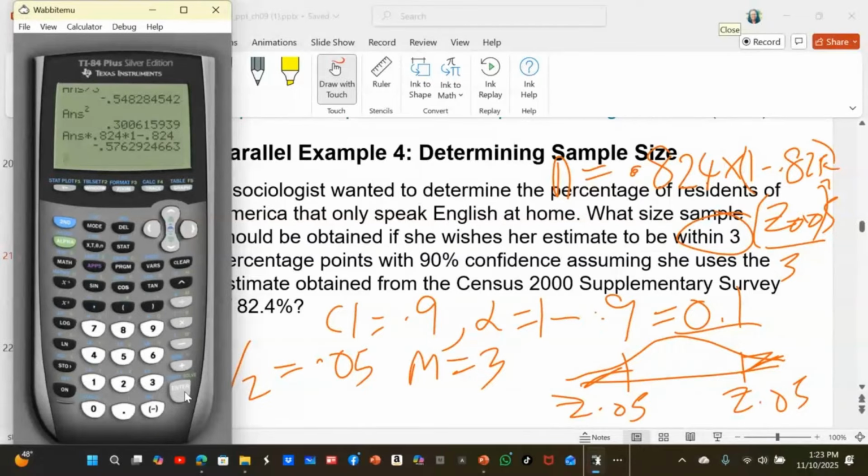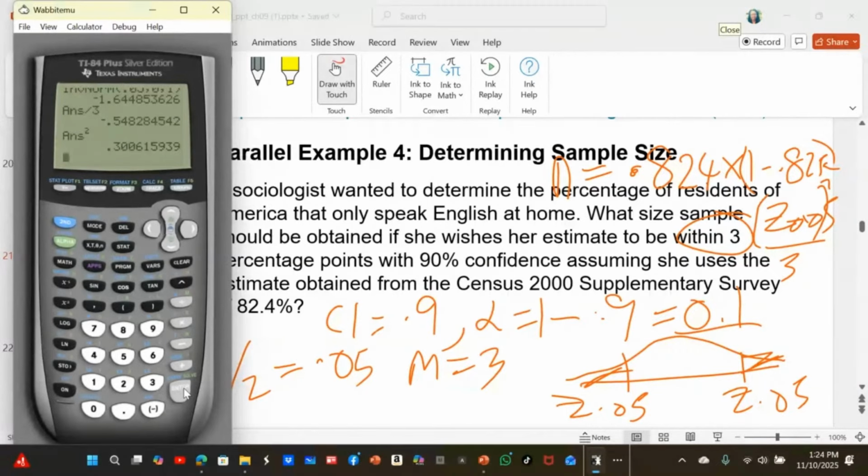Okay, so this is my answer. Remember, I have to square this, so my answer is not allowed to be negative, so I want to make sure. So what we're going to do is go back and recalculate so that we make sure we square that. So go back, second, inverse norm, which is number 3. The area to the left, and then you square that, you enter, okay, and then divide by the margin of error, which is 3. I hit enter, and after dividing by my margin of error, I square my answer, and then that's what I have.